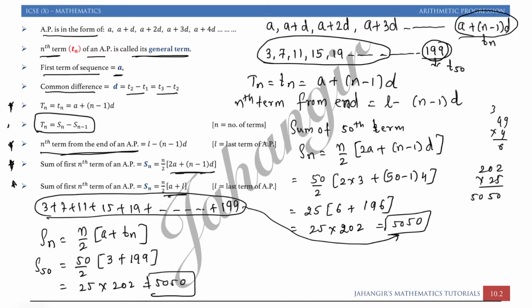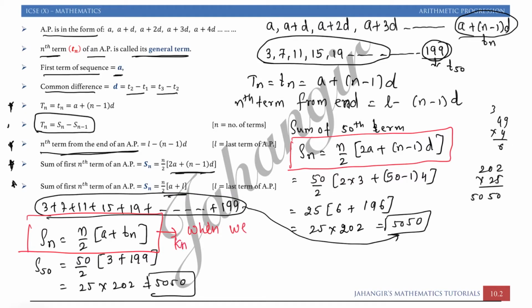The first formula is this part and the second formula is this. This formula can be used when we know the nth term, that is Tn. That is the difference between nth term and sum of nth term. Nth term means a specified term, specified 50th term, 25th term, 7th term, 8th term, that is a specific nth term. And sum of nth term means addition of all terms. Okay? Hope you understood this.